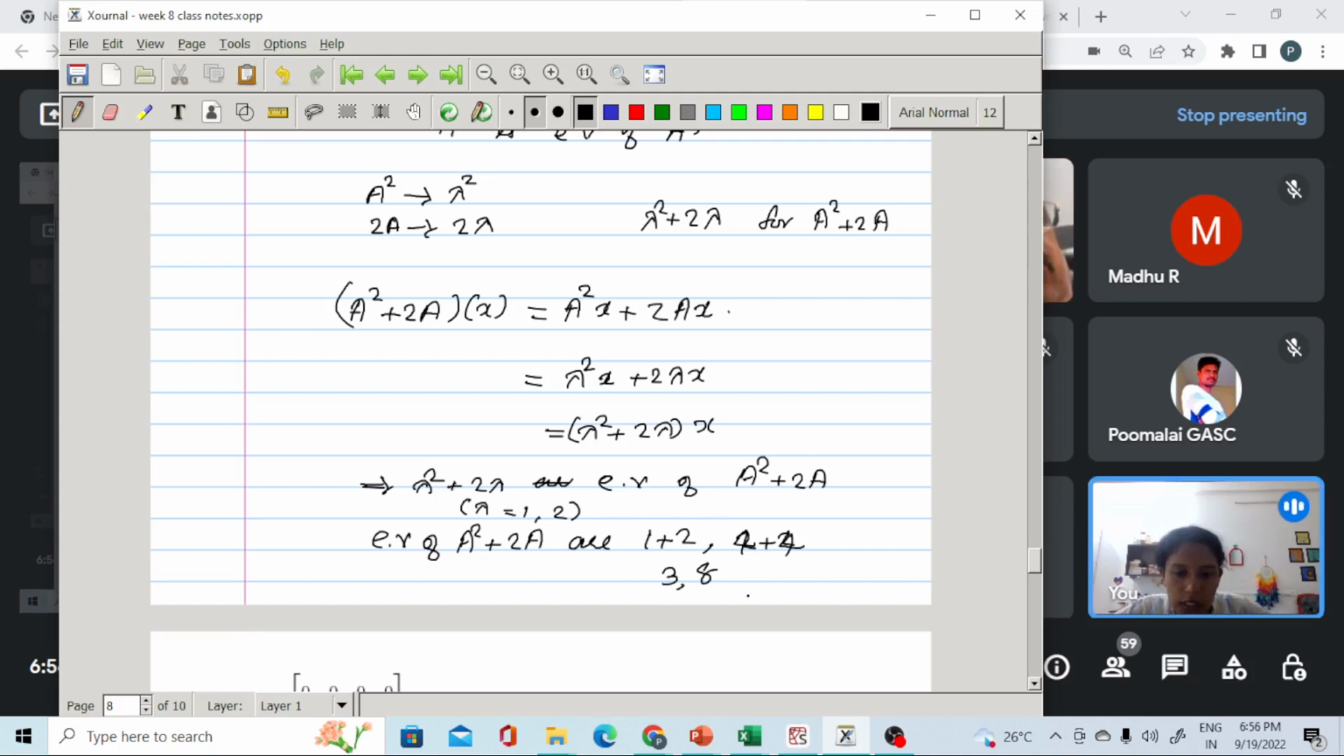Also, these are the only two eigenvalues because A is a 2 by 2 matrix. So A square plus 2A is again a 2 by 2 matrix, so maximum two distinct eigenvalues. That is, for the characteristic polynomial, maximum two distinct roots can be there. So A square plus 2A has maximum two eigenvalues. Thus we get 3 and 8 are the eigenvalues. Is the problem clear for everyone?